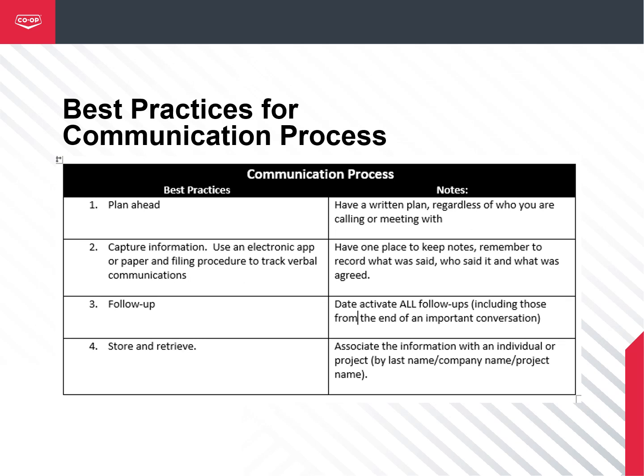How do you currently manage your communication? We're going to talk about some best practices to make sure those communication processes are working well for you. The first thing that you want to do is you want to plan ahead. Have a written plan regardless of who you're calling or meeting with. You want to capture information, often using an electronic app or paper or a filing procedure to track verbal communications. In the end, you want to have one place to keep all your notes. Remember to record what was said, who said it, and what was agreed to.